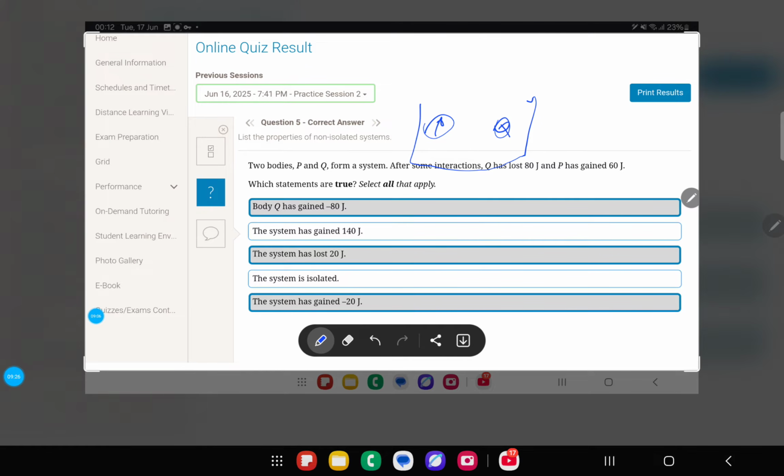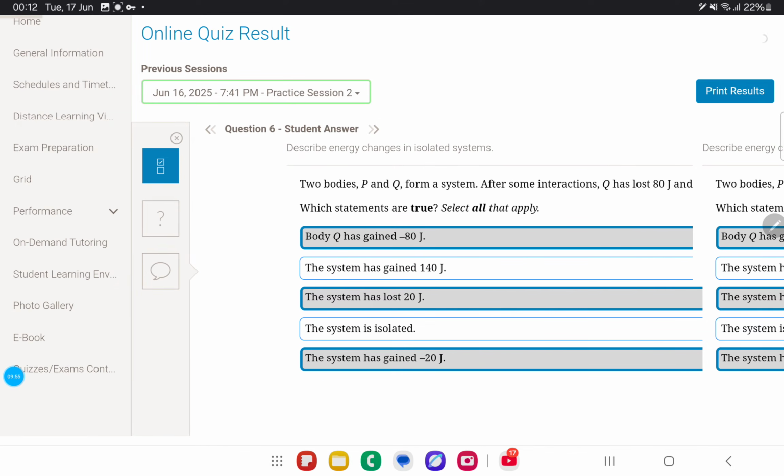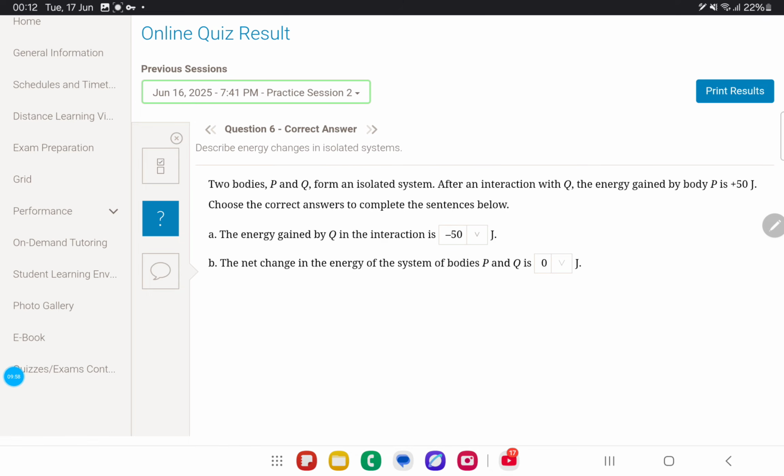So the energy leaves the system. So like they said, Q lost 80 joules, so minus 80, and P has gained 60. So where's that 20? That 20 left. So we can say the system has lost 20, the system has gained negative 20, the same meaning. Now, P gained 60, and Q gained negative 80, right? Because it lost 80, so it gained negative 80. That's it.